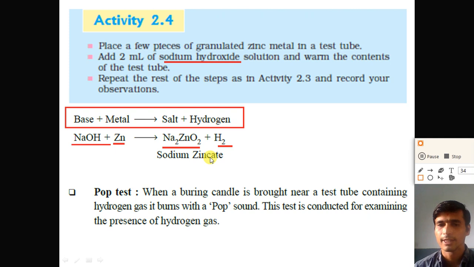So how can we examine the presence of hydrogen gas in the test tube? With the help of the pop test, we can examine the presence of hydrogen gas. So what is the pop test? When a burning candle is brought near a test tube containing hydrogen gas, it burns with a pop sound, and this test is called the pop test. It is used to examine the presence of hydrogen gas.